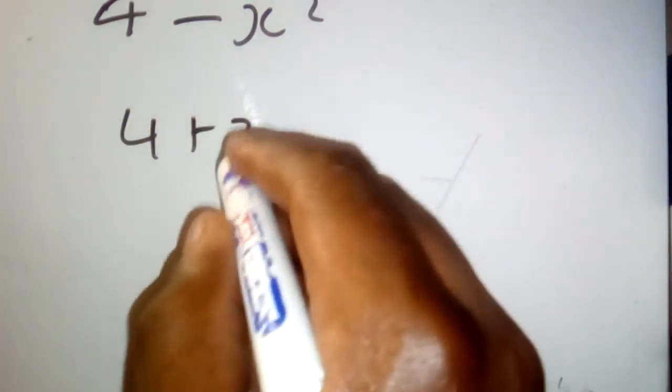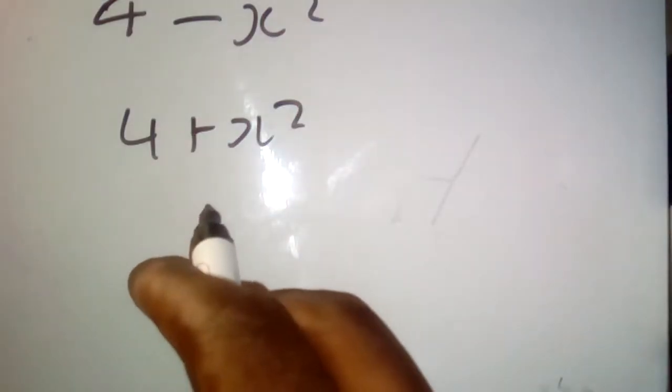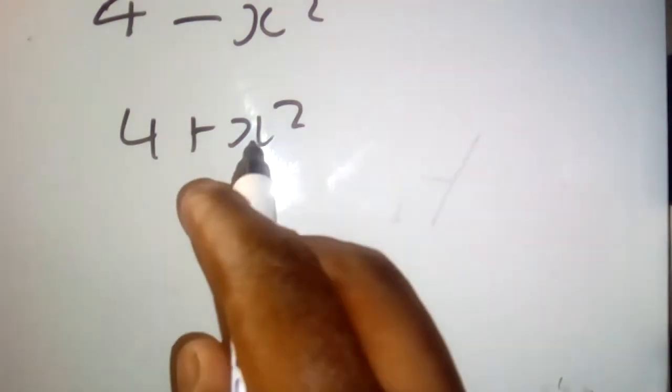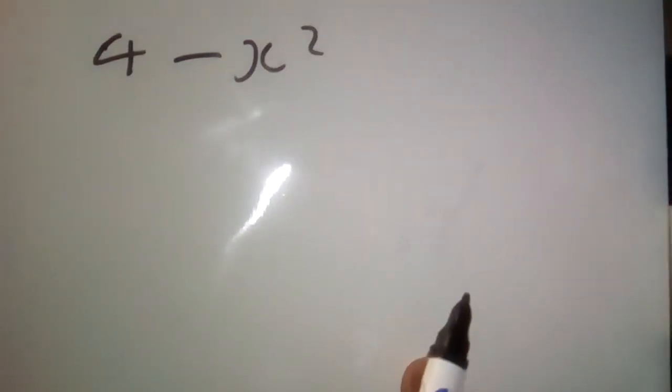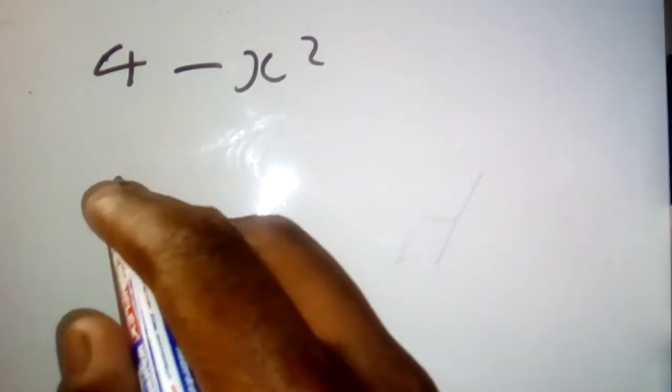So this is not called difference of two squares. This is the sum of two squares because this is a square and this is also a square, right? So when they say difference of two squares, it's two perfect squares subtracting, right? So whenever we see difference of two squares, this is how we factorize it.